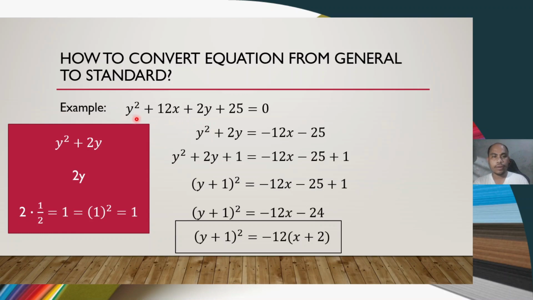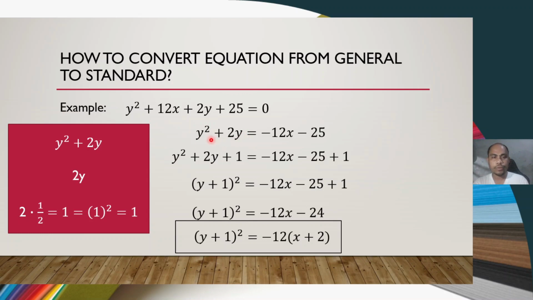Look at which terms are complete. We have only the y. The 12x and 25, we're going to transpose to the right side because they are not complete. So we leave on the left side y squared plus 2y. When we transpose these two, 12x and 25, their signs change, becoming negative 12x and negative 25. After doing that, we're going to complete the square. Y squared plus 2y is still missing one term. So what are we going to add?